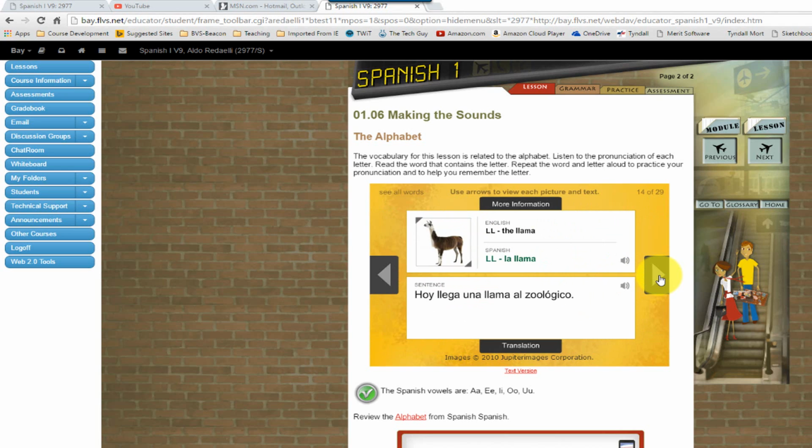El leopardo es lindo. The leopard is pretty. Hoy llega una llama al zoológico. Today a llama arrives to the zoo. El mosquito me molesta. The mosquito bothers me. No hay nada en el nido. There's nothing in the nest. La niña quiere una piñata. The girl wants a piñata.